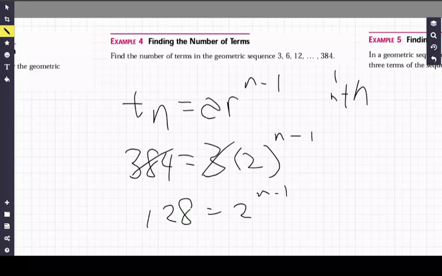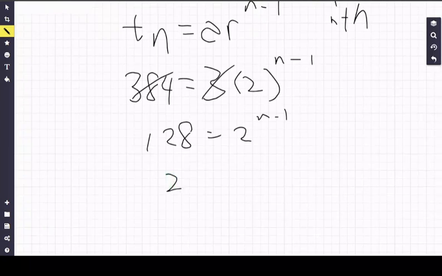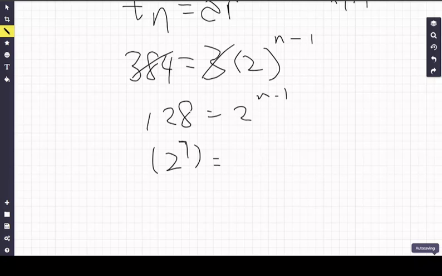Now that goes back to solving exponential equations. So 2 ways you can do this. Do a log method, or you can straight up go ahead and write this as a power of 2. So you should know 2 to the 7 equals 2 to the n minus 1, which is n equals 8. So there's 8 terms.